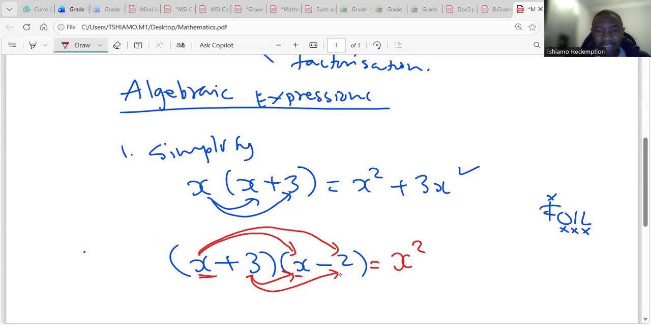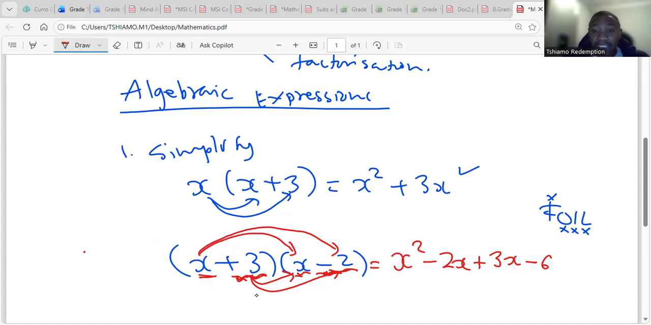What is x multiplied by negative 2? It's going to be negative 2x. And then positive 3 multiplied by x is going to be a positive 3x. What is positive 3 multiplied by negative 2? A positive and a negative becomes a negative. And 3 multiplied by 2 is what? 6.